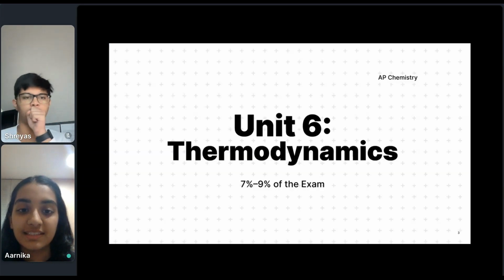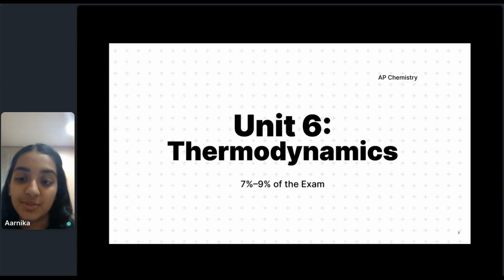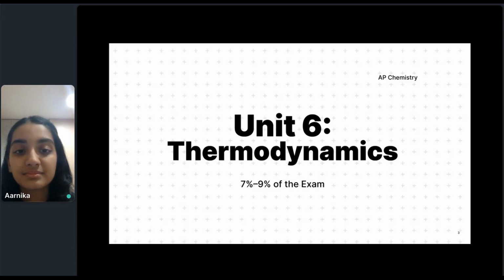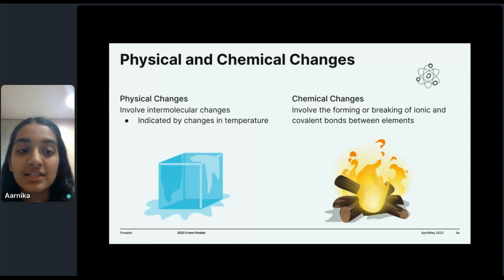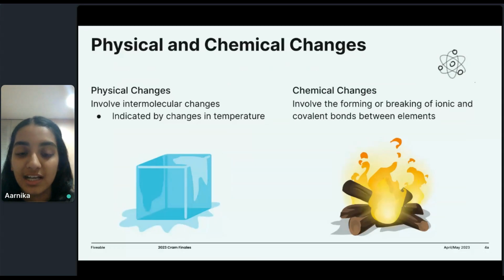All right, so let's get right into Unit 6, which is Thermodynamics. Okay, so to start off, physical and chemical changes. Physical changes are basically anything that involves intermolecular changes. So this can be things like water melting and ice freezing. And this is basically always indicated by changes in temperature.